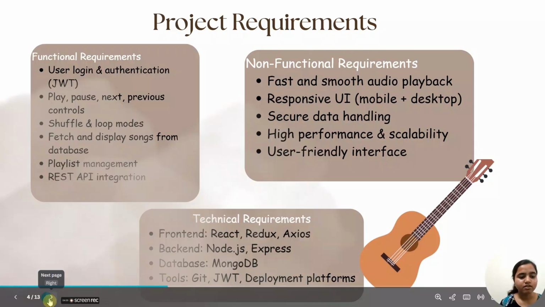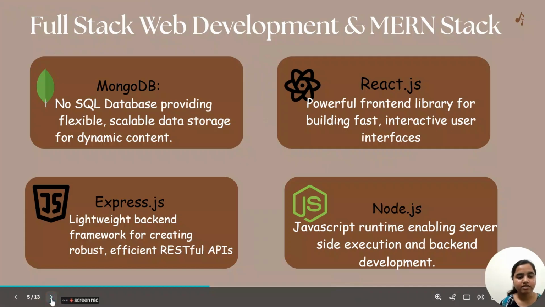Let's go to the full stack web development architecture and MERN stack. Full stack web development refers to developing both frontend and backend components of a web application. The front end is responsible for what users see and interact with, including layout, buttons, pages, and user interface design. The backend handles server side logic, database operations, authentication, and API management. For this project, we considered the MERN stack, which consists of four major technologies.